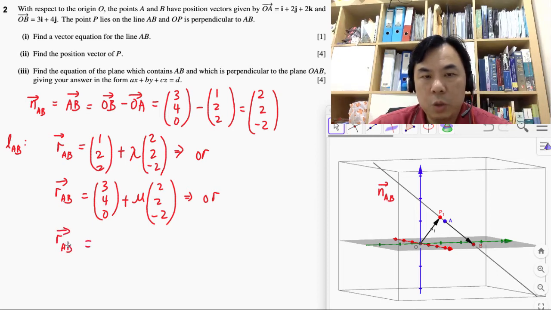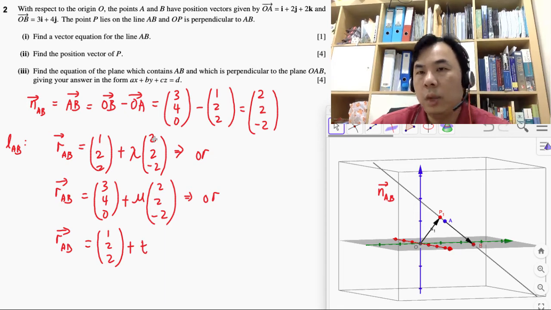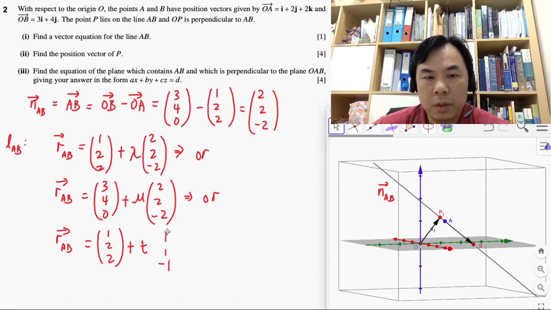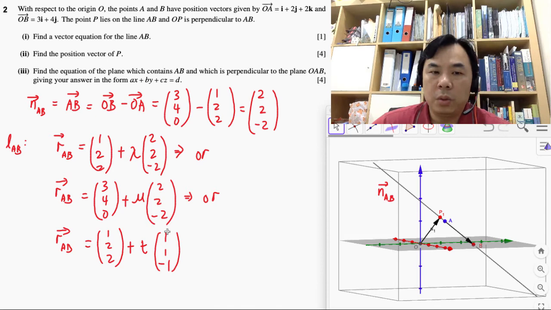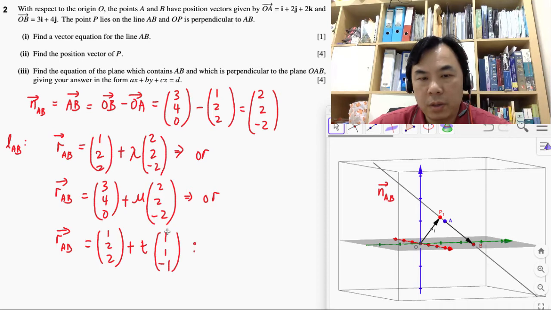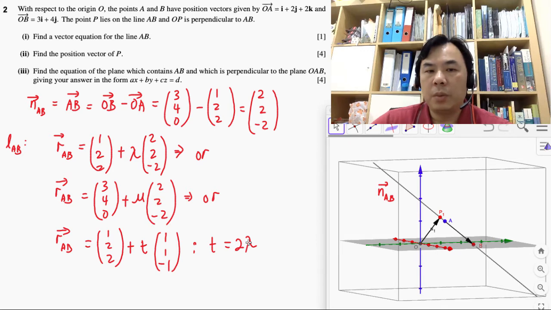You can choose either one of these. So take for instance, if I'm using this. Now instead of using 2, 2, negative 1, because they all share a common factor of 2, you can actually factorize out the 2. Therefore, that is the same as 1, 1, negative 1, because the factor 2 is also a scalar that is represented by t here. So in this case, my t is actually 2 times lambda, if you want to represent it in this form.